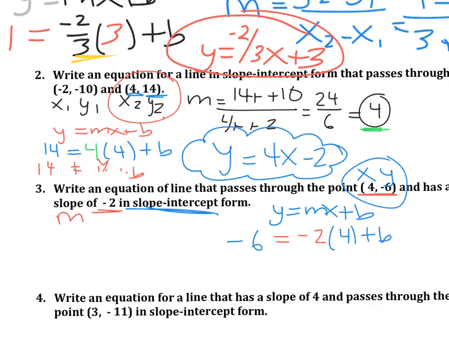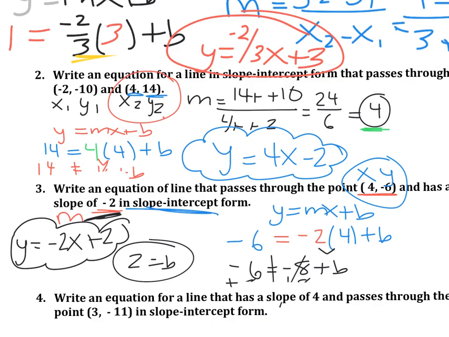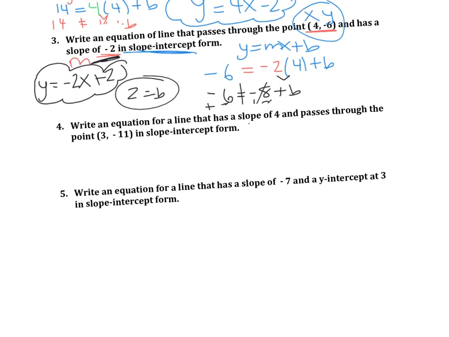I'm solving for b. -2 times a +4 is a -8. To solve for b, the opposite of a -8, I'm adding 8 to both sides. -6 plus 8 is 2. My b is 2. So my final answer, y = -2x, where did I get that? From the problem. -2x + 2. All right, so those are the first three. And I'm going to go ahead and move to 4 and 5.